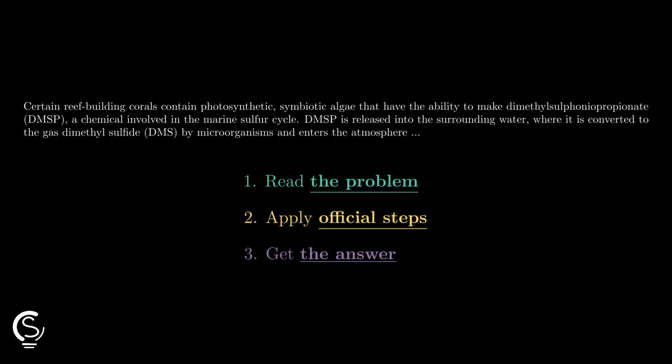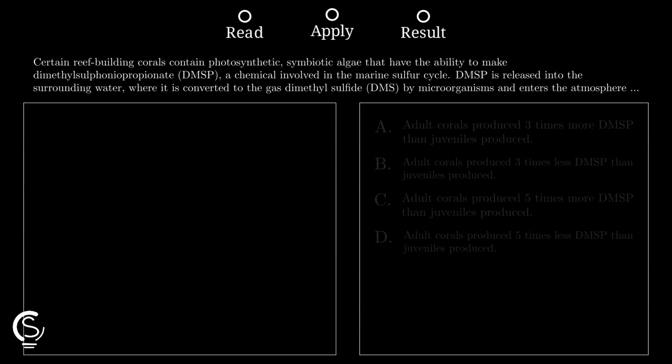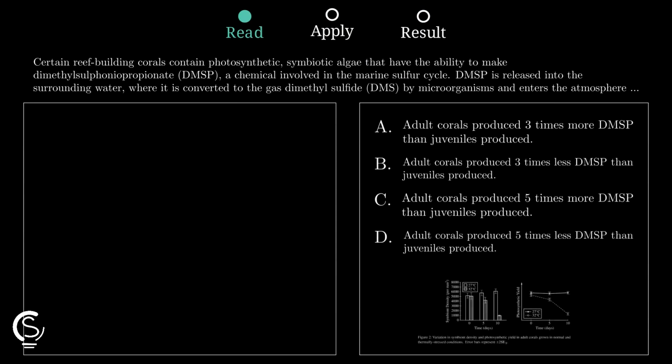I got your back. Corals and algae are doing some serious chemistry in the ocean today. Let's quickly compare the DMSP production between adult and juvenile corals using the provided data. First, look at Figure 1 to find the juvenile coral data at the start of the 32-degree trial. The graph shows that juveniles produce about 3 units of DMSP.